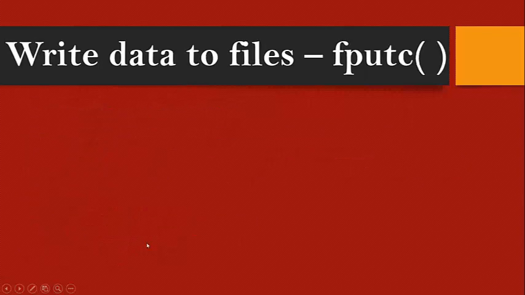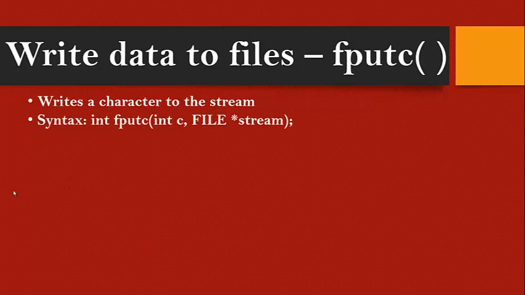Next we are going to see about the function that is fputc. It is going to write a character to the stream. Every piece of information that you are trying to write as a string will be written character by character to the stream. If you see the syntax, fputc is of integer data type and returns an integer value. The first argument will be an integer, and the second argument will be the stream in which you are trying to write the information.